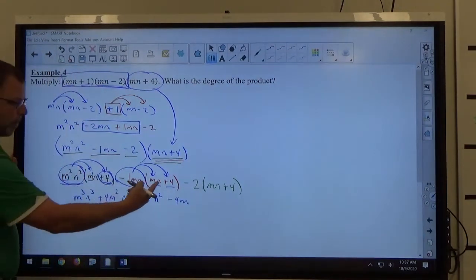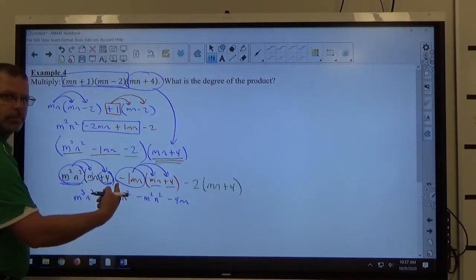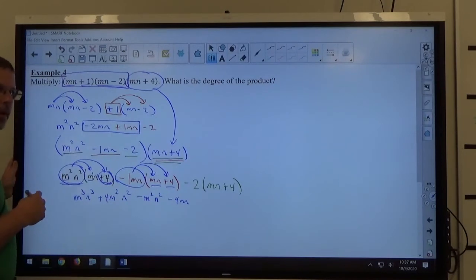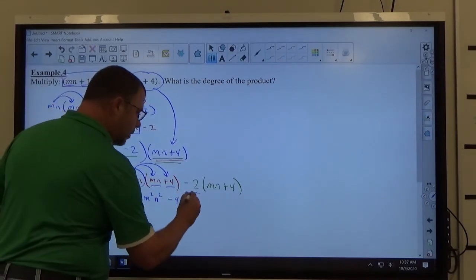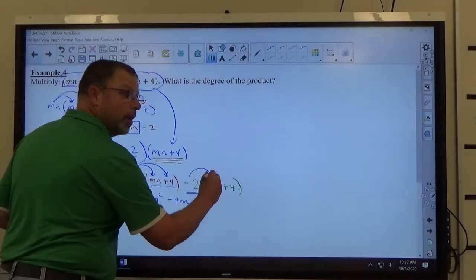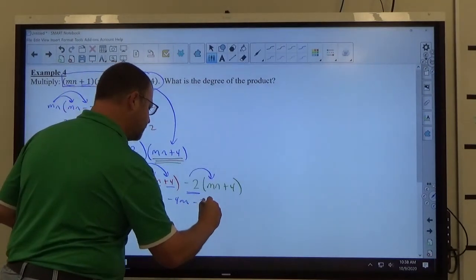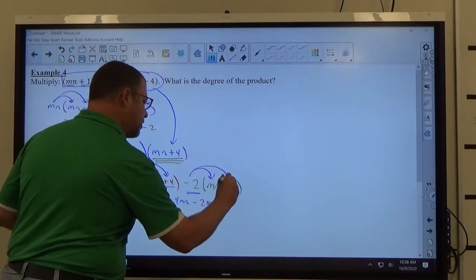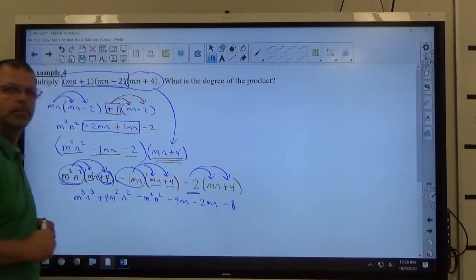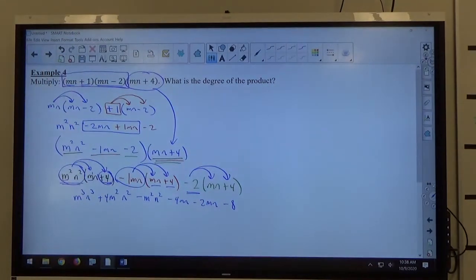And again, that's what happened there. 4 and 1 makes 4, right? And then mn. And then finally I got minus 2 being multiplied here. Minus 2 times mn is going to be minus 2mn. And minus 2 times positive 4 is going to be minus 8. Right. So again, I simply apply the distributive property there. Got 6 products out of the whole thing.